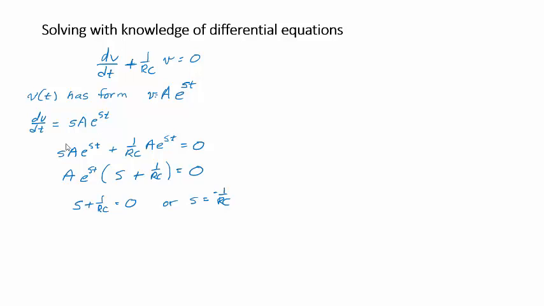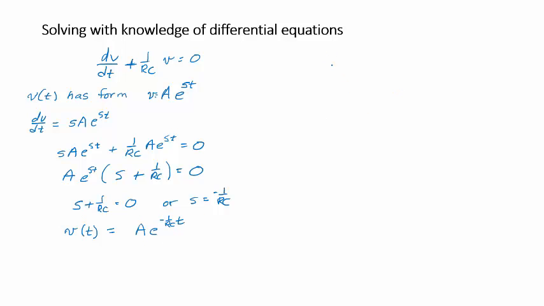I didn't quite say that right. Having this be one of the possible solutions just says a is 0, so that's a trivial solution. So this is the other possible solution, which equates to that. So now we have a solution for what s is. If I go back here, that means we know that v of t, our solution function, is a e to the minus 1 over rc t, which is what we found before on doing this problem the other way. But we found now that the solution looks like that.